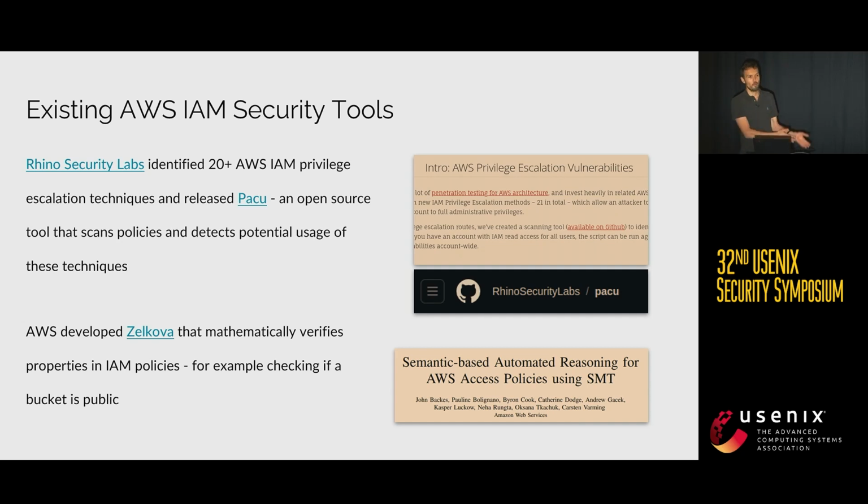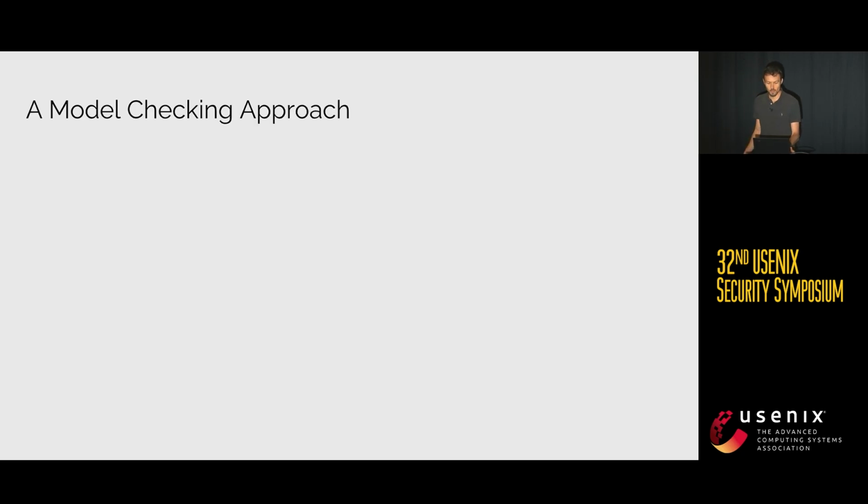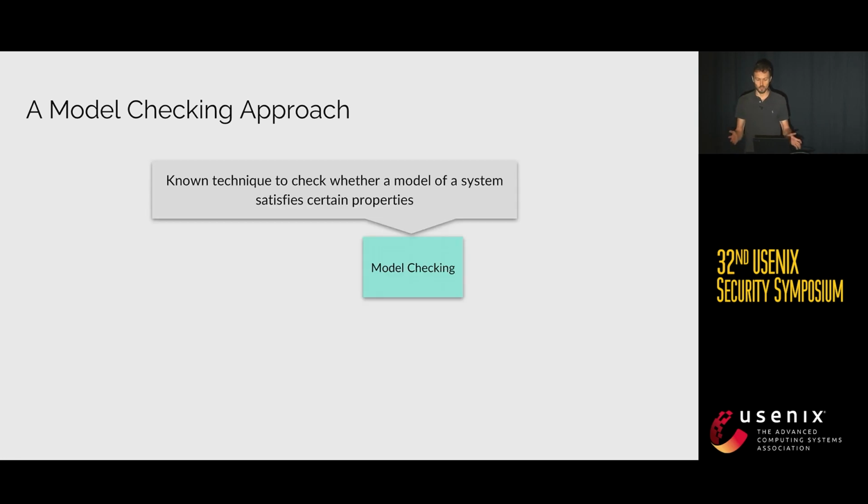But they check only the current configuration, and sometimes an attack can involve several steps. And also, sometimes an attacker can use only a specific subset of permissions, so syntactically scanning policies may also not be enough. So we want to consider another approach, model checking, which is a known technique to check whether a model of a system satisfies certain properties.